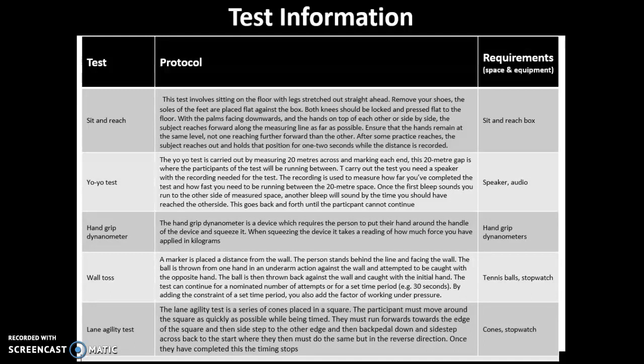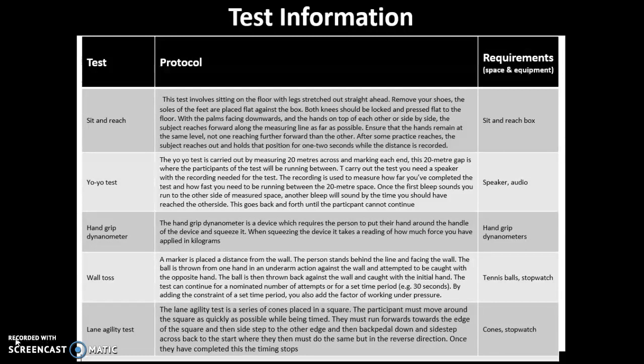So my next test was the hand grip dynamometer test. The hand grip dynamometer is a device which requires a person to put their hand around the handle of the device and squeeze it. When squeezing the device, it takes a reading of how much force you have applied in kilograms. So you need a hand grip dynamometer to carry this out, obviously. So when you do this test, it records the amount of pressure you've put against the handle. The handle's got a mechanism where you squeeze it, and then the device actually reads how far you've pulled the trigger, how much force you've applied in kilograms.